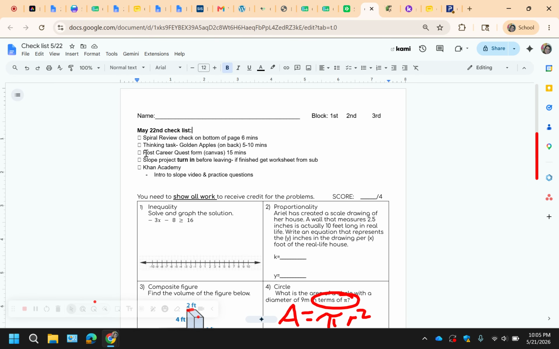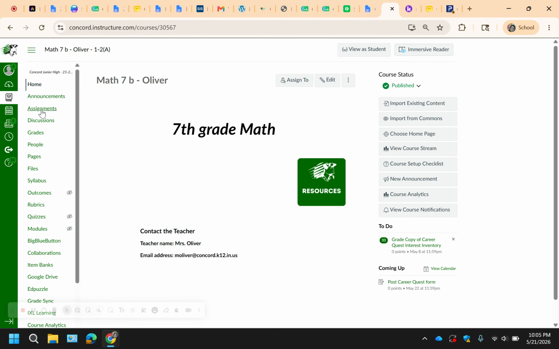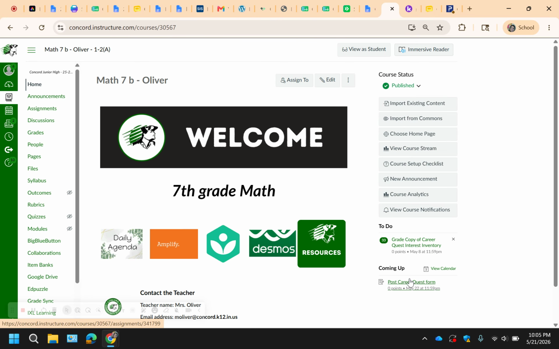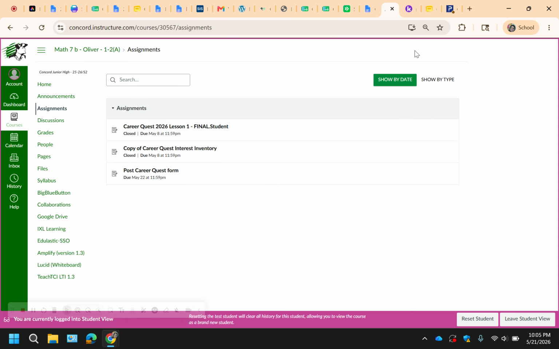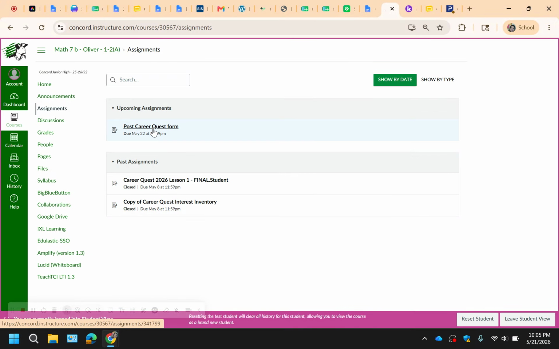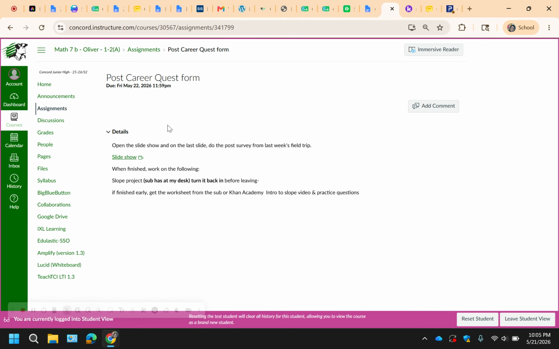Then you're going to go to Canvas, and we have a post survey that you will do. When you get into our page, remember you go to assignments, or you might even see it down below, but not everybody has that set up where you can see it that way. So it will say post career quest form, and there are some directions there for you as well for today.